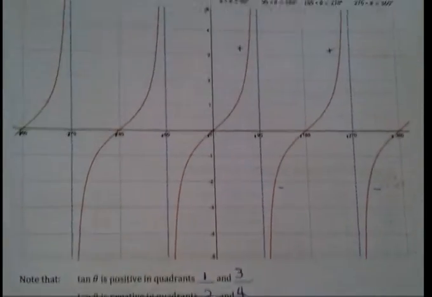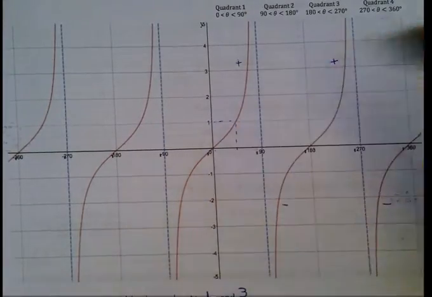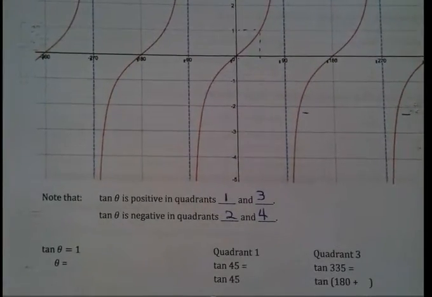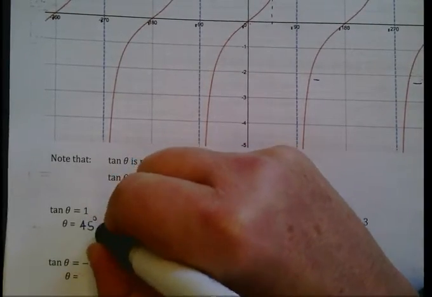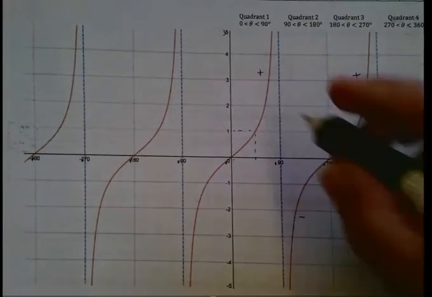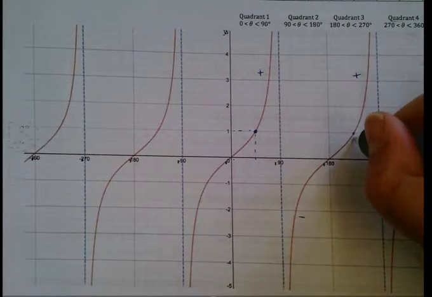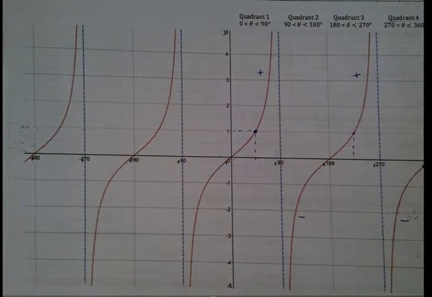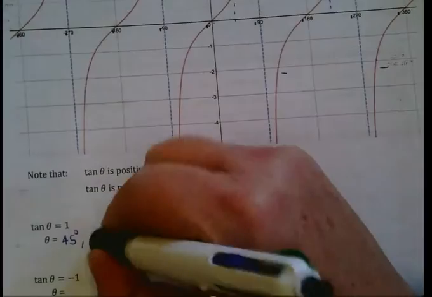So looking at where tan theta is 1, from your exact values, we know that tan of 45 degrees is 1. Also looking at the graph, where tan theta is 1, it happens here, 45 degrees, and what do we think this one is? Halfway between 180 and 270 will be 225.